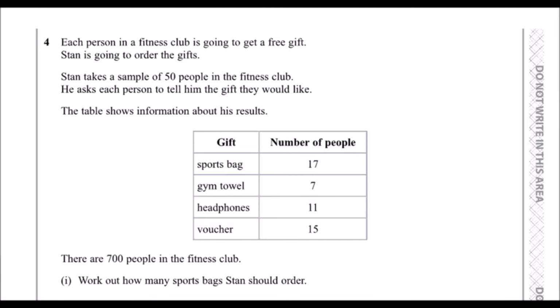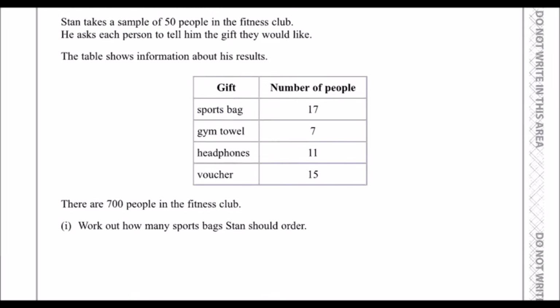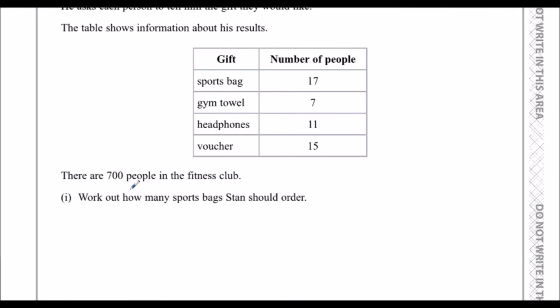Question 4. Each person in a fitness club is going to get a free gift. Stan is going to order the gifts. Stan takes a sample of 50 people in the fitness club. He asks each person to tell him the gift they would like. The table shows information about his results. So there are 50 people in the sample, and it says there are 700 people in the fitness club. Work out how many sports bags Stan should order.